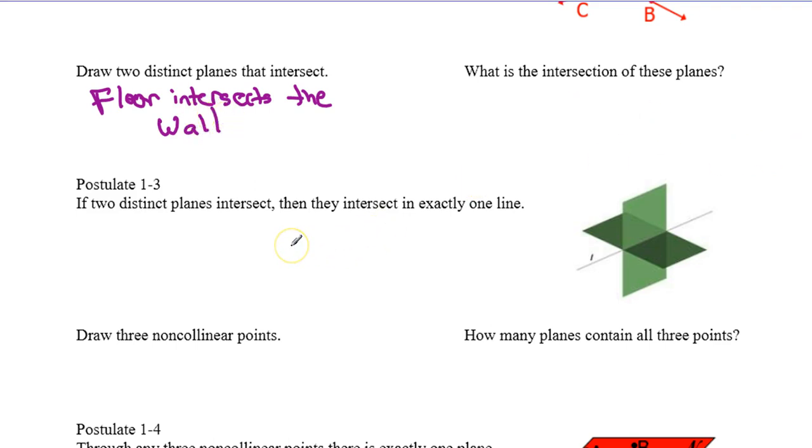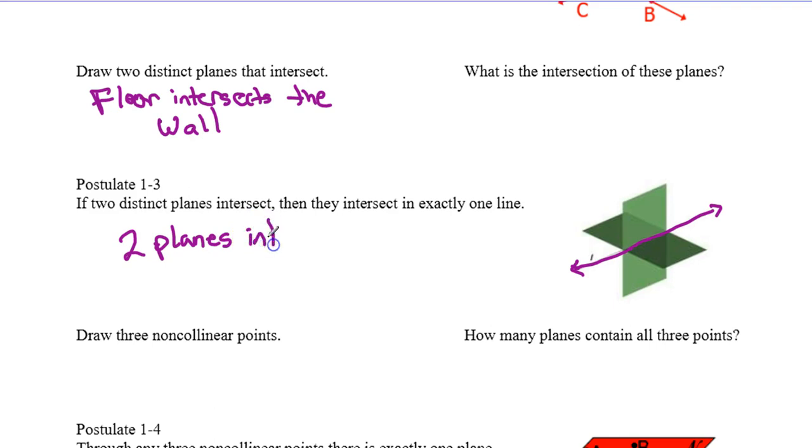So what is the intersection of these planes? And we have a picture of what that looks like over here. If 2 distinct planes intersect, then they intersect in exactly 1 line. So that line that's going through right here, this is like, where does the floor and the wall meet? Well, they meet and they form a line. So we have one exact line. Okay, so 2 lines intersect at 1 point, 2 planes. So let's write that out. This is just the quick summary of the idea.